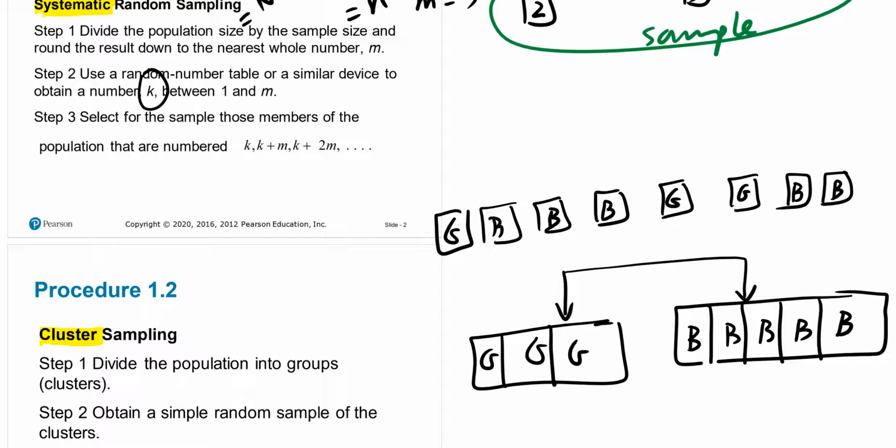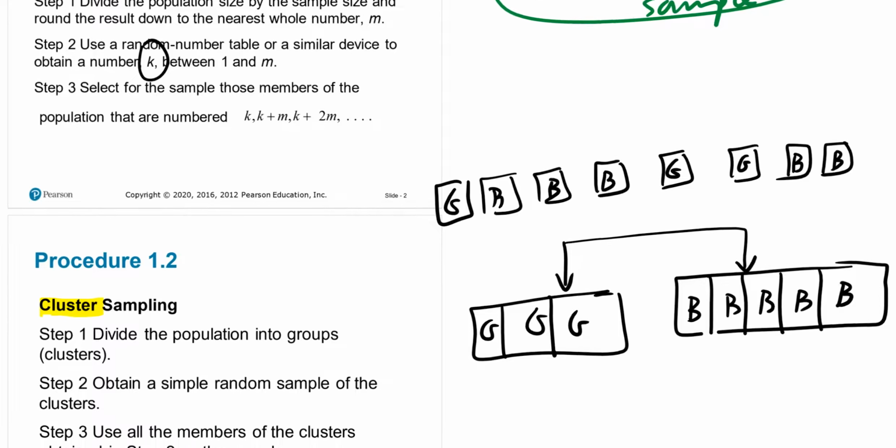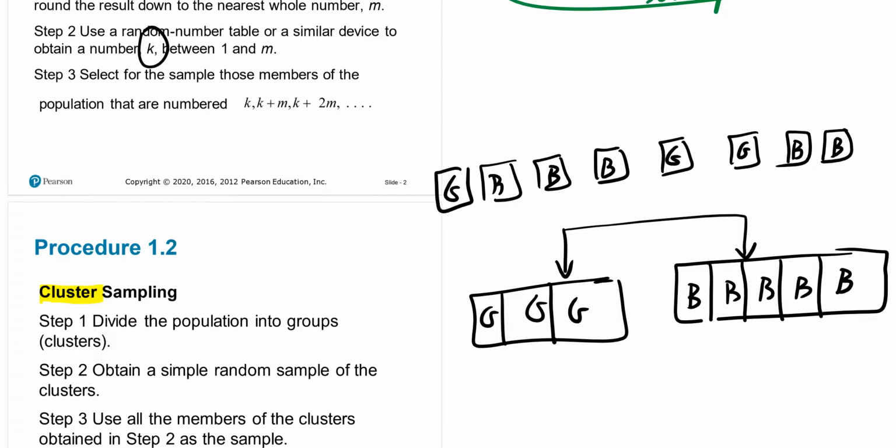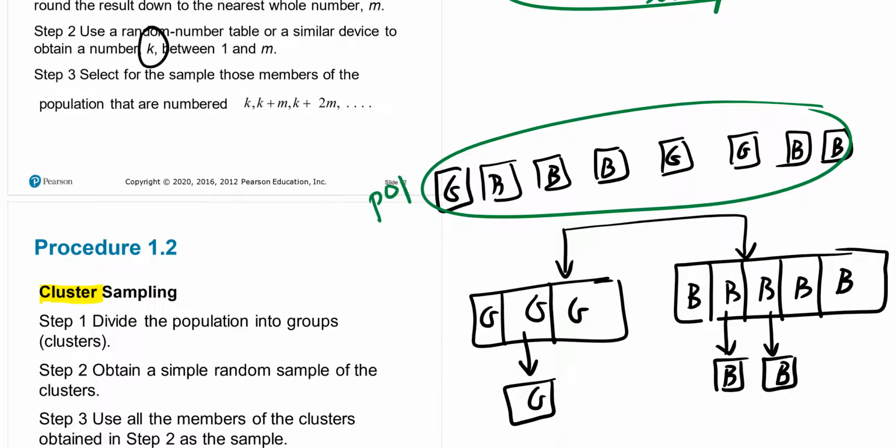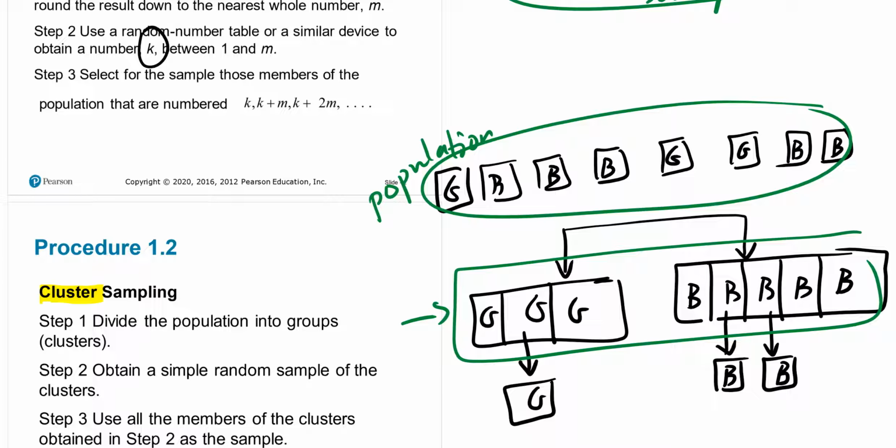So now, after we chose this, we take a random sample. It says here, obtain a simple random sample of the clusters. So let's say I'm going to pick this one, and this, maybe two of them. So we start with the population, and this is called cluster population.